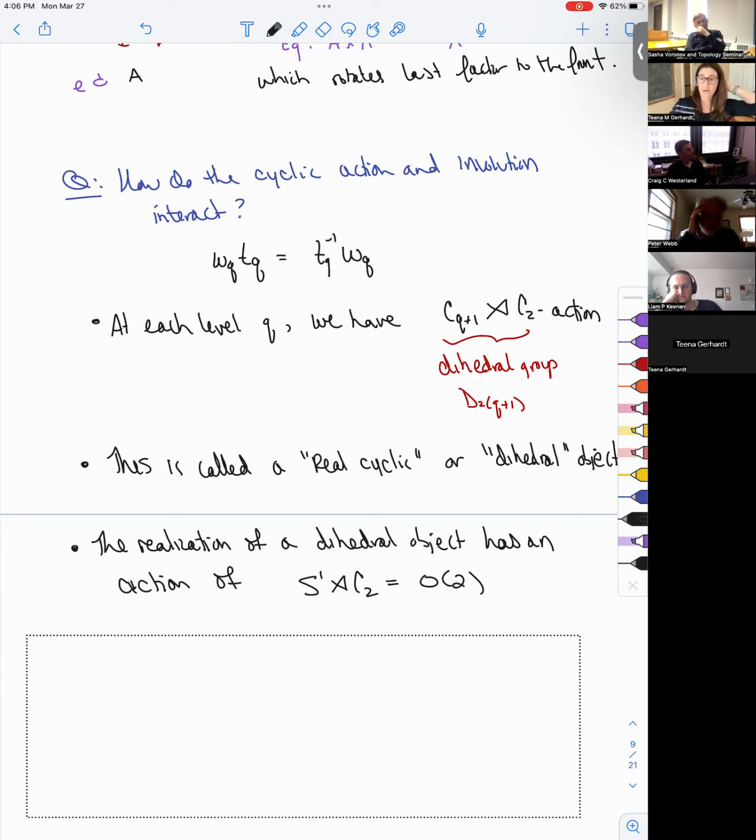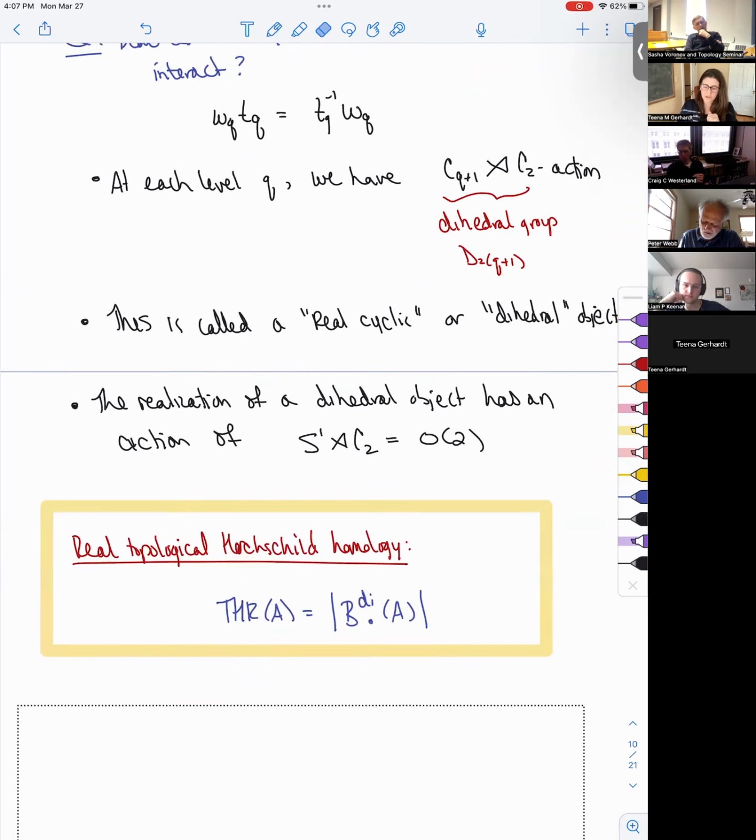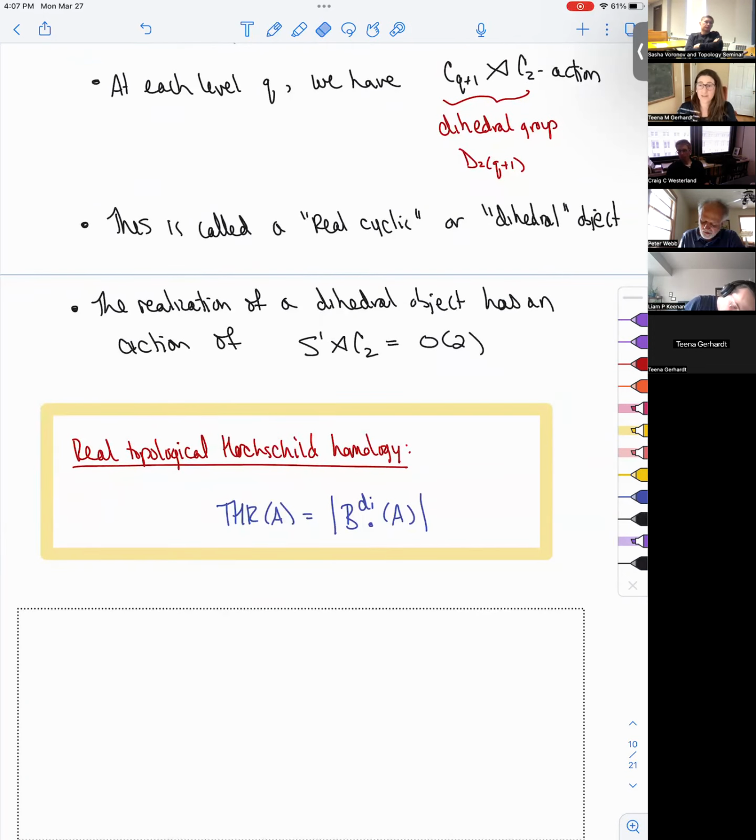Okay, so all of that was to say that the dihedral bar construction, upon realization, has an action of the orthogonal group. And so I was trying to define real topological Hochschild homology for you, and here it is. Real topological Hochschild homology is the realization of the dihedral bar construction. And so in particular, it's an O2 spectrum, with this action of the orthogonal group on it.